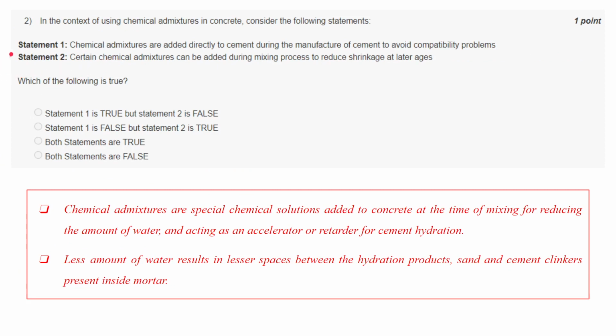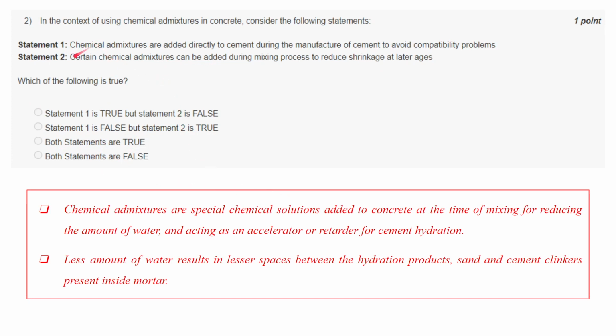So let us go to the second question. In the context of using chemical admixtures in concrete, consider the following statements. Statement 1, chemical admixtures are added directly to cement during the manufacture of cement to avoid compatibility problems. Statement 2, certain chemical admixtures can be added during mixing process to reduce shrinkage at later ages. So, which of the following is true? Statement 1 is true, 2 is false; 1 is false, 2 is true; both are false.